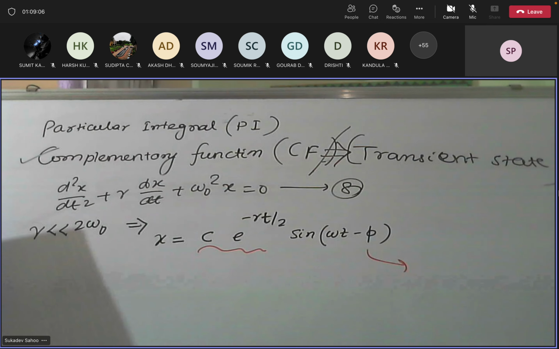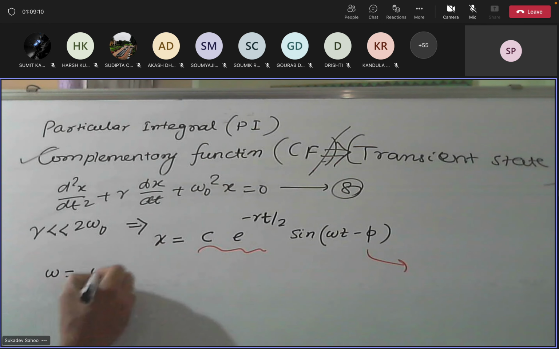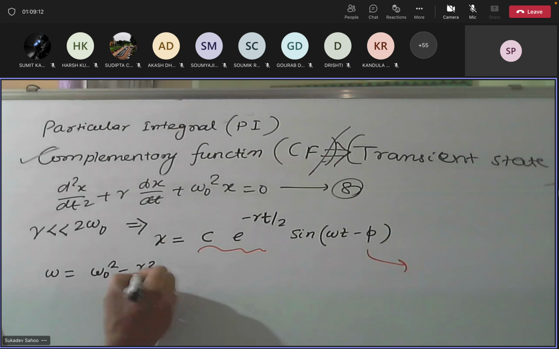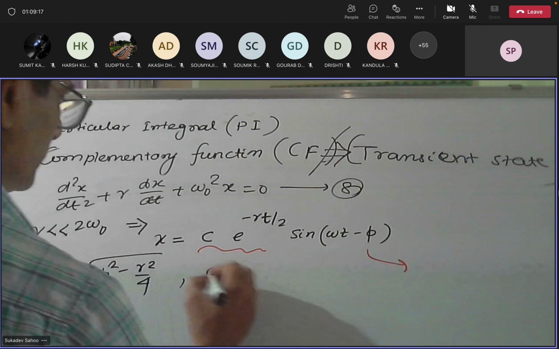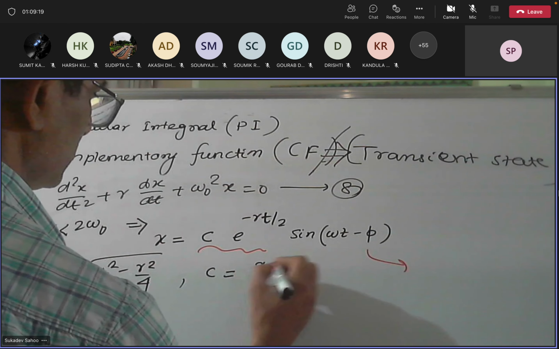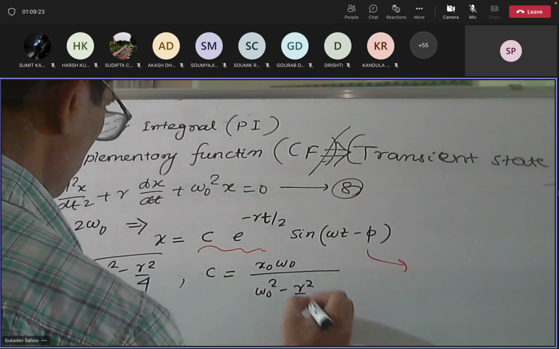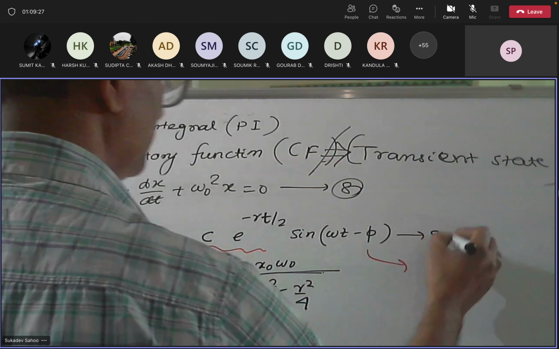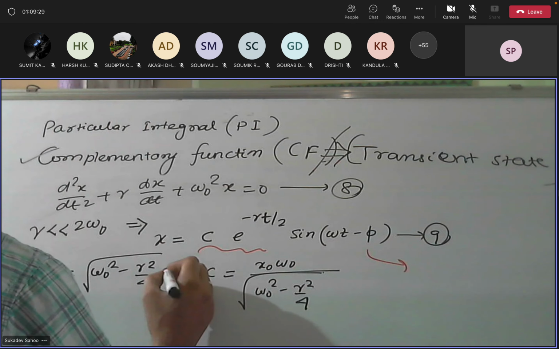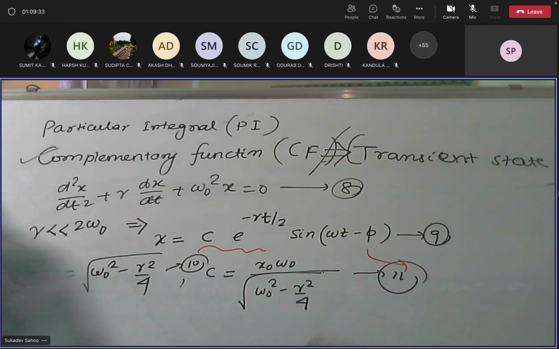And the angular frequency, which we have already discussed in our previous case, omega equals the square root of omega 0 square minus gamma square by 4. And here c equals x0 omega 0 by the square root of omega 0 square minus gamma square. This is equation 9, then 10, this is 11, where omega 0 is the square root of k by m.